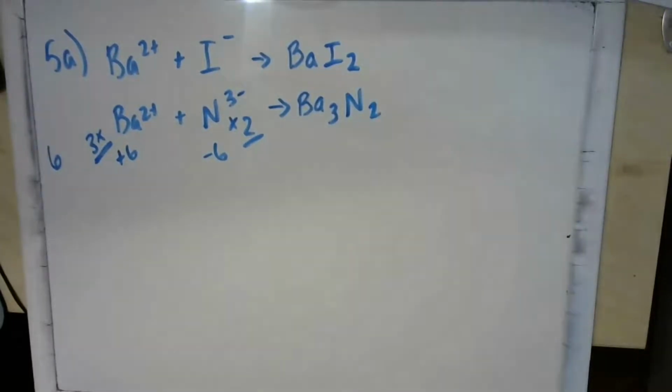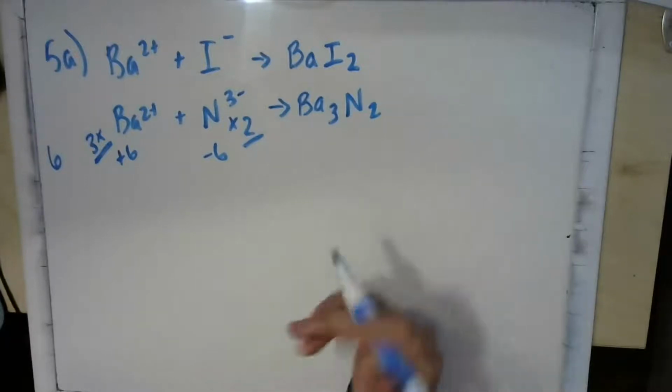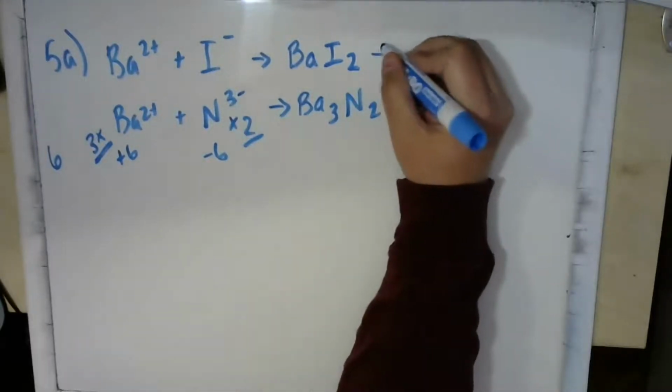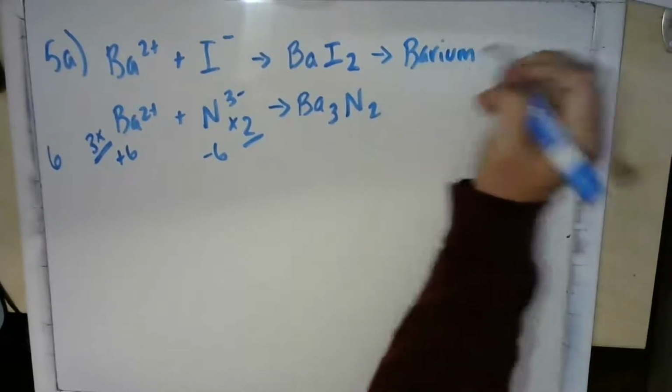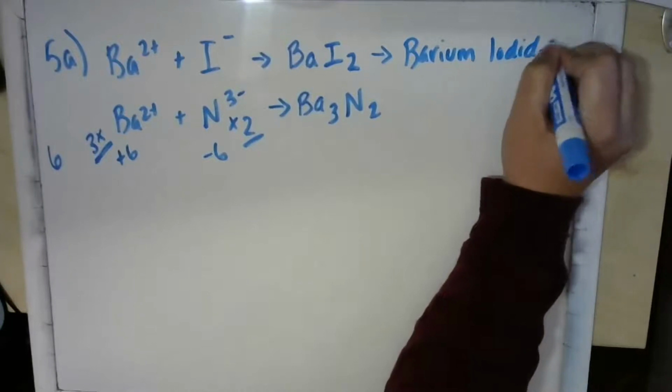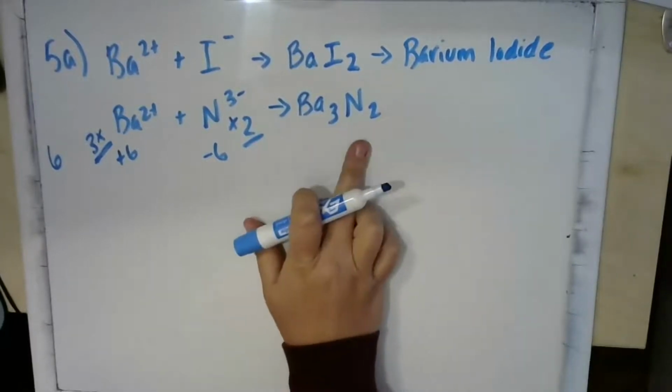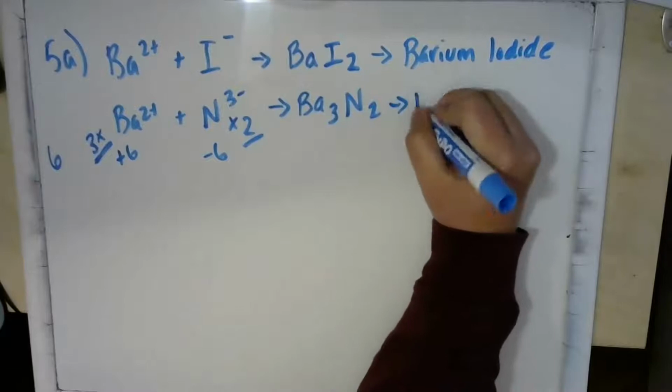Okay, how am I going to name these? Barium is going to be a type 1 metal, so I don't need to indicate the charge. This will just be barium iodide. This will just be barium nitride.